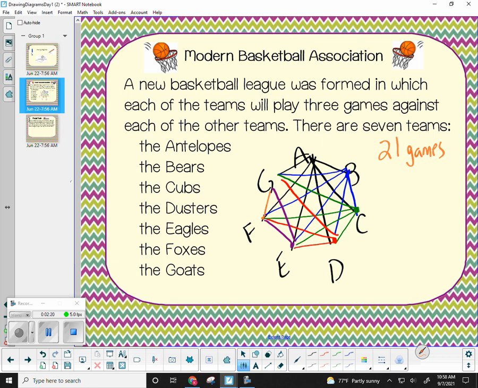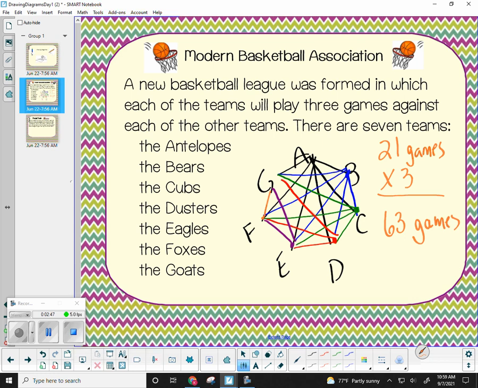Okay, so you see how I systematically drew in those lines and kind of kept count as I go? Because I don't want to have to go back and count these now, because I'm going to mess it up. I'm going to count those and keep it all straight in my head for sure. So 21 games, but they have to play each other 3 times. So I need to multiply that by 3. So how many games total are going to be played? 63. So we're going to have a total of 63 games.